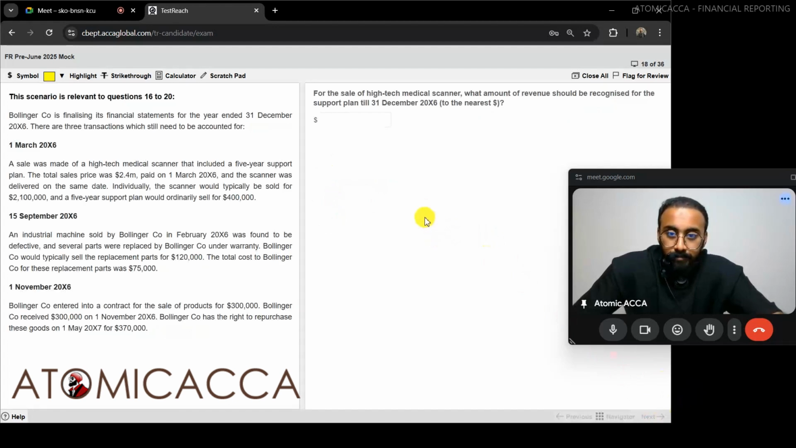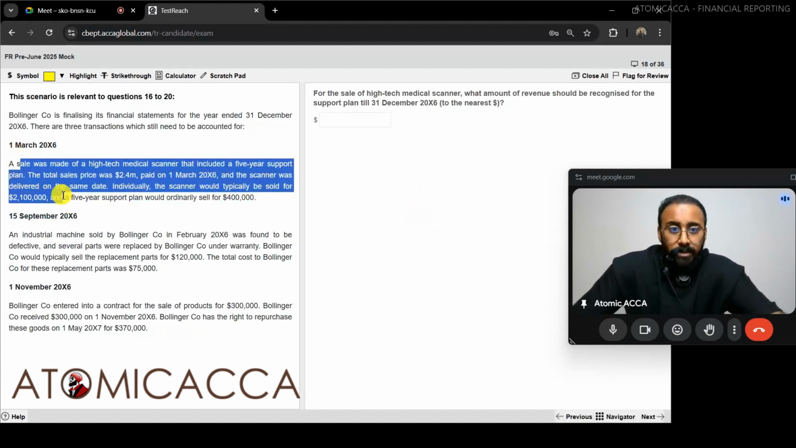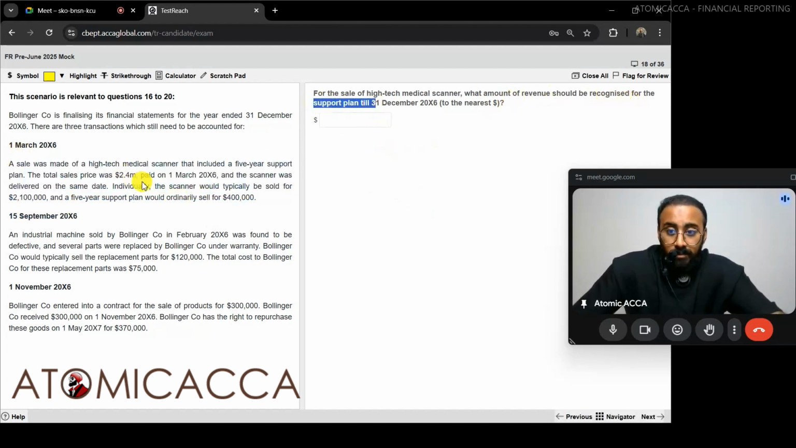Next one, for the sale of a high-tech medical scanner. What amount of revenue should be recognized for the support plan? They told us that individually there is a scanner and there is a support plan. They need to know, for the support plan alone, what the revenue will be at 31st December X6, when the sale was made on 1st March X6. So Jan and Feb are over, which means this is a 10-month calculation.